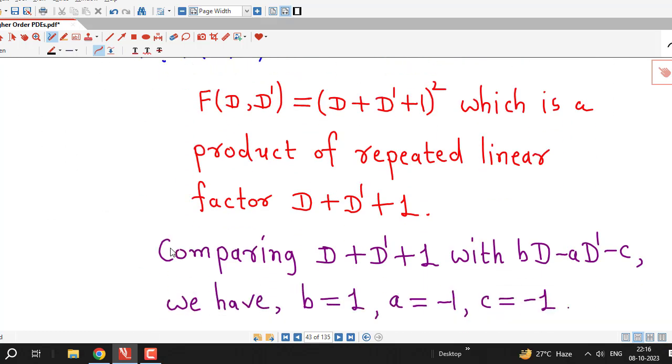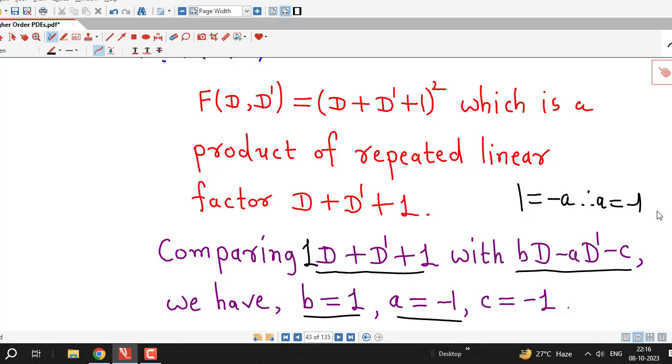So here I have written that comparing D plus D' plus 1 with bD minus aD' minus c, b equal to 1, a equal to minus 1, because here D' has coefficient 1, here D' has coefficient minus a. This implies a equal to minus 1, and 1 equal to minus c, that gives me c equal to minus 1, and this is repeated 2 times.